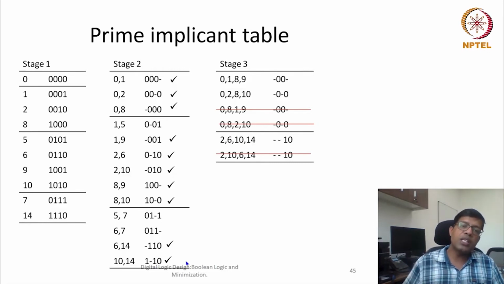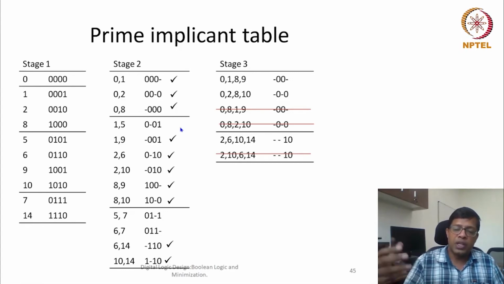Whatever is ticked, that means that they are not prime implicants, because a larger set exists where these implicants are only a subset. So prime implicants are the supersets which cannot be combined further. Okay, so because 0 1, 0 2, all of these could be combined further, they are not prime implicants. However 1 5, 5 7 and 6 7 are prime implicants, because they could not be merged or grouped further into a larger implicant.